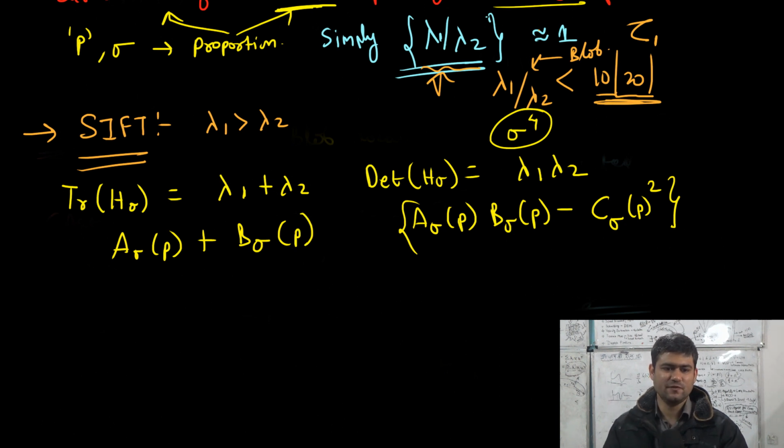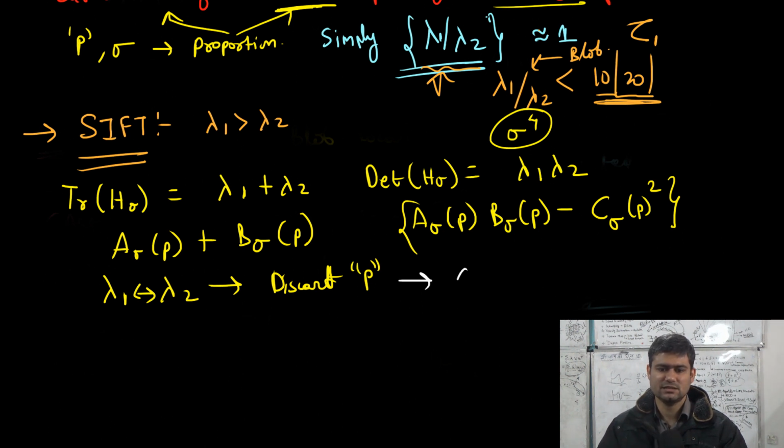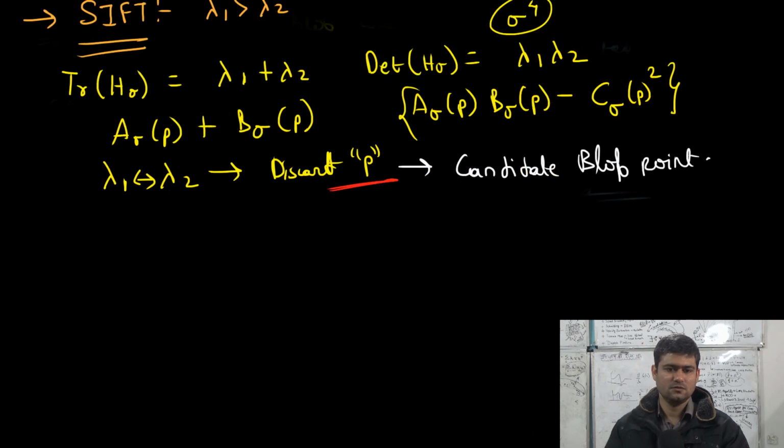So in an unlikely event, when lambda 1 and lambda 2 have opposite signs, in that case we discard the pixel coordinate p as a candidate blob point. So if the determinant of Hessian is negative, then the pixel coordinate p is discarded as a candidate blob point. Now we can represent the ratio lambda 1 over lambda 2 as gamma.